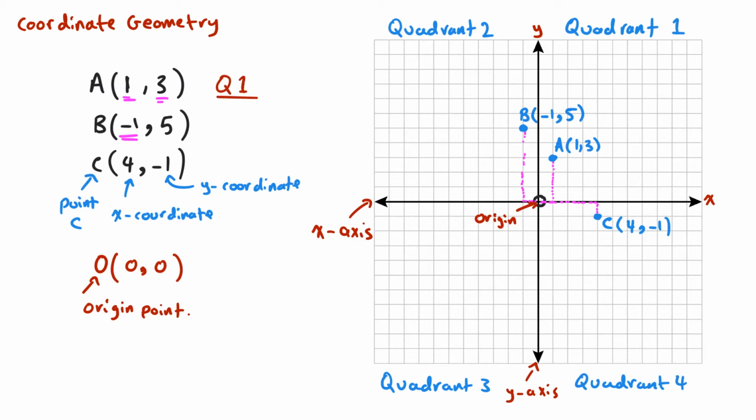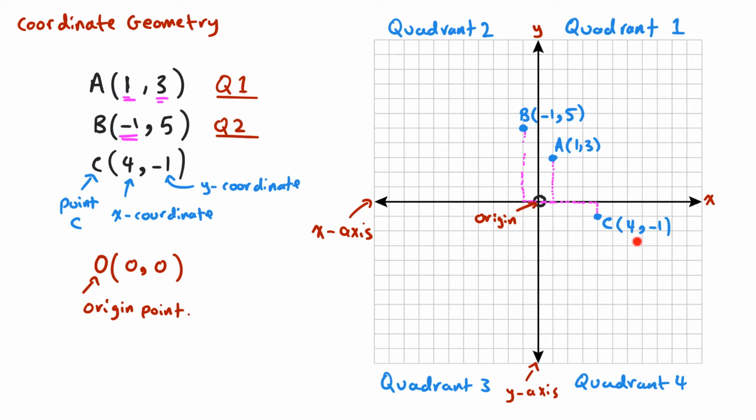Point B is located right here. That's in quadrant number 2, and you can see that for quadrant 2, all the x values are negative because all the x coordinates are to the left of the y-axis, and all the y values, or all the y coordinates, are positive because they are above the x-axis. So this point B is located in quadrant 2.